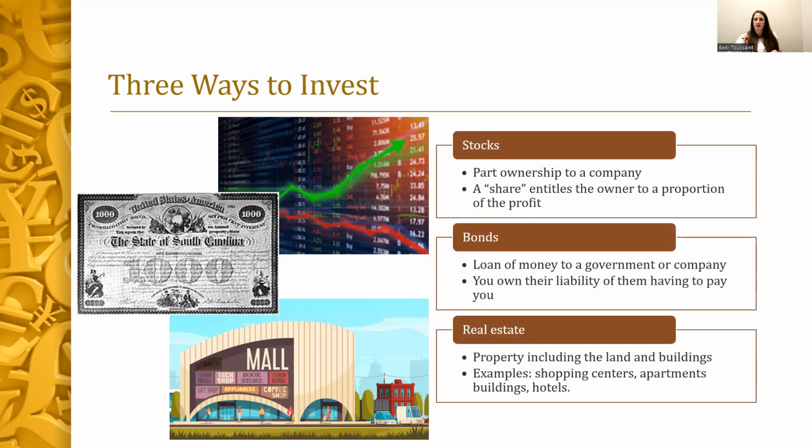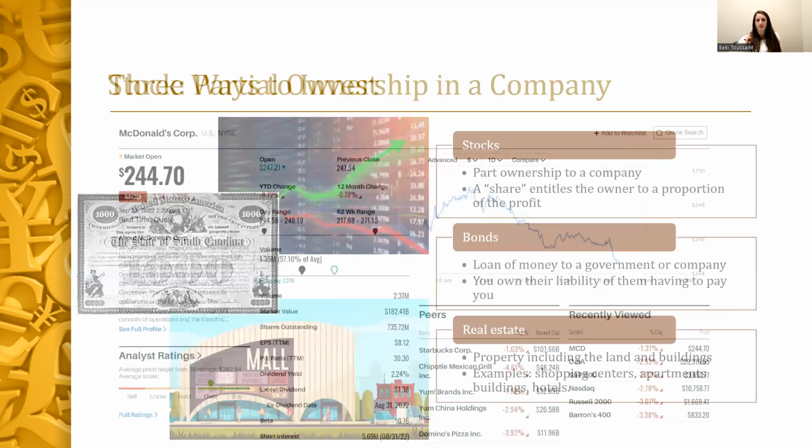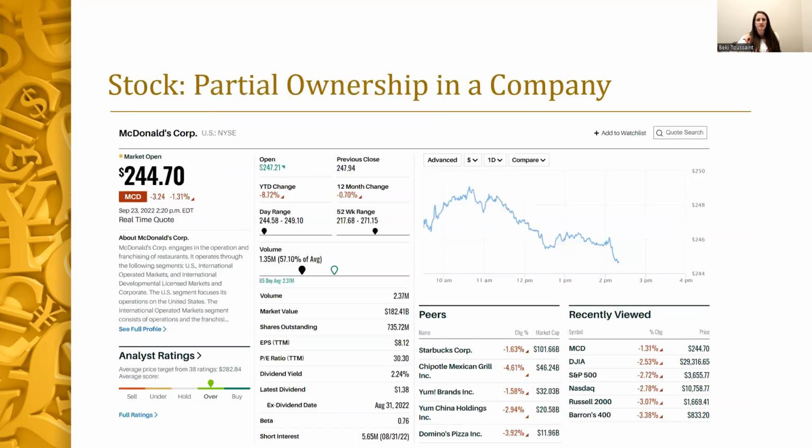And so we break down each one of these concepts with the students in case any of them are not familiar with what these look like. So the first is stock, which is that partial ownership in a company. This is McDonald's stock, which is something they can relate to.